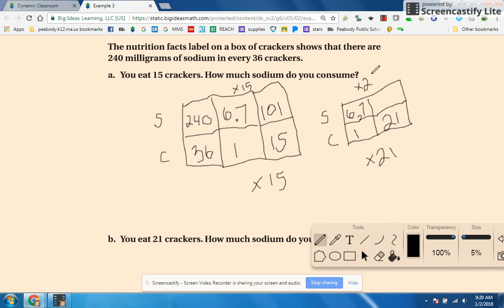So I'm going to do that on my calculator. 6.7 times 21 equals 140.7. I'm going to round it to 141. Okay? So that means if you have 21 crackers, you're eating 141 milligrams of sodium or salt. Okay? So this middleman only occurs if the numbers that they give you don't divide evenly into the numbers that they want you to have. You just have to do this one extra step called the middleman. All right? So let me see if I can give you one of these to try.